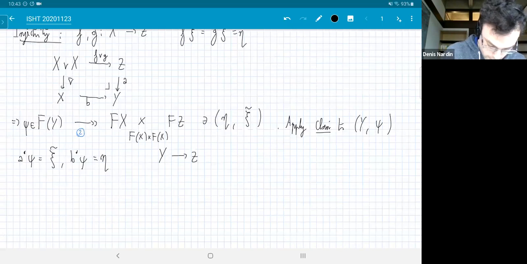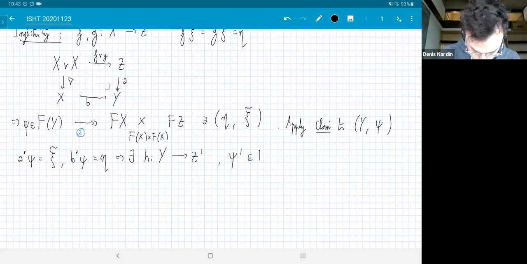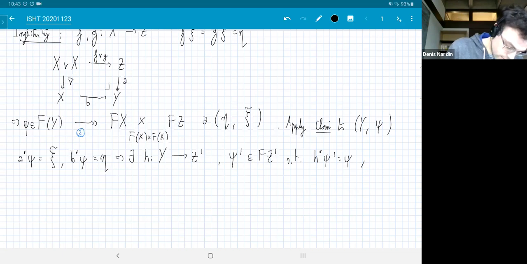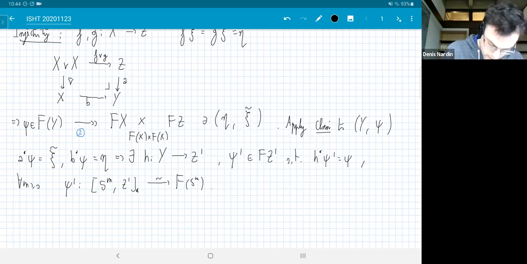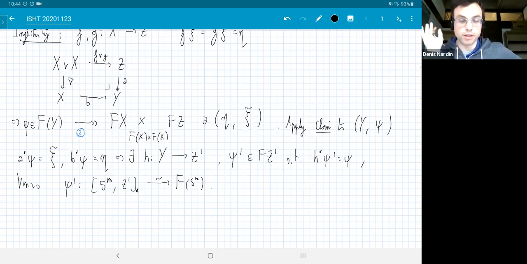So I can find a map, let me call it little h, from Y to Z prime, and an element, let me call it psi prime, in F of Z prime, such that h upper star of psi prime is psi, and for every n, this map given by psi prime, from pi_n of Z prime to F of S^n, is a bijection. That's again our claim. We haven't proven the claim yet. We will after we finish this injectivity proof.